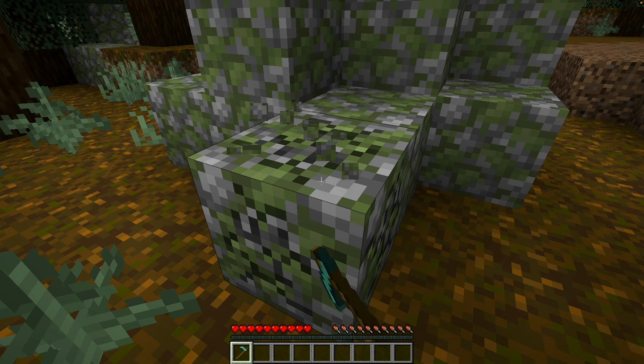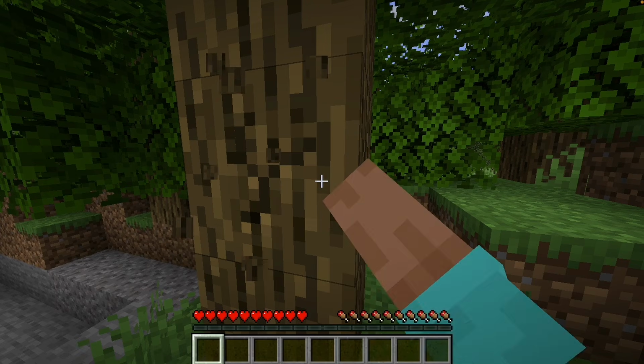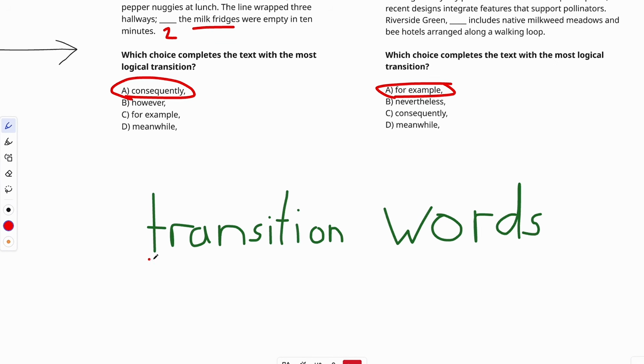Even though they may be a little bit hard, if you can do that, these questions will be extremely easy on the test. Also, you gotta be pretty familiar with the transition words themselves.